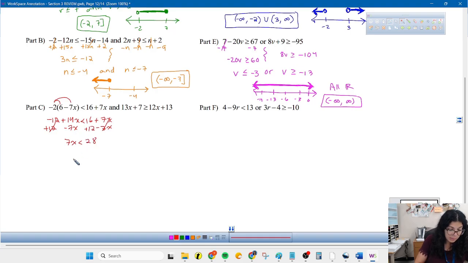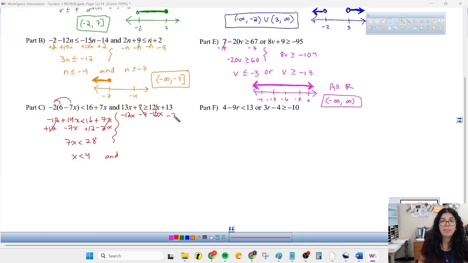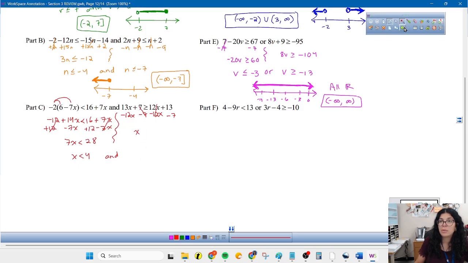And then divide by 7. 28 divided by 7 is 4. So we have x is less than 4. The word in the middle here is and. On the inequality on the right, we can start by subtracting 12x and subtracting 7. So we get 1x, which I can write just here at the bottom, is greater than or equal to 6.